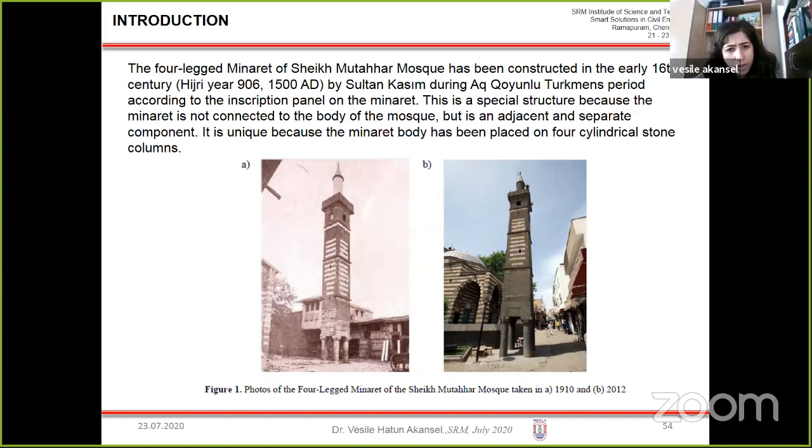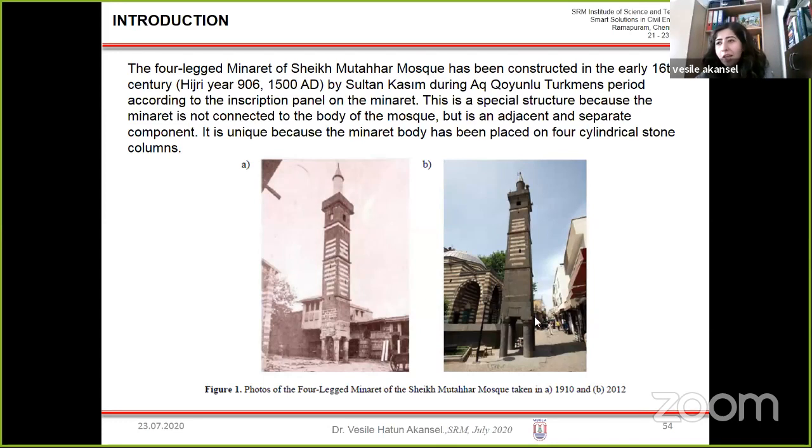Are walls considered in seismic analysis? If you mean the school buildings, no. We only consider the reinforced concrete structural members. We didn't consider the infill walls. But if you mean the historical one, yes, we consider it.